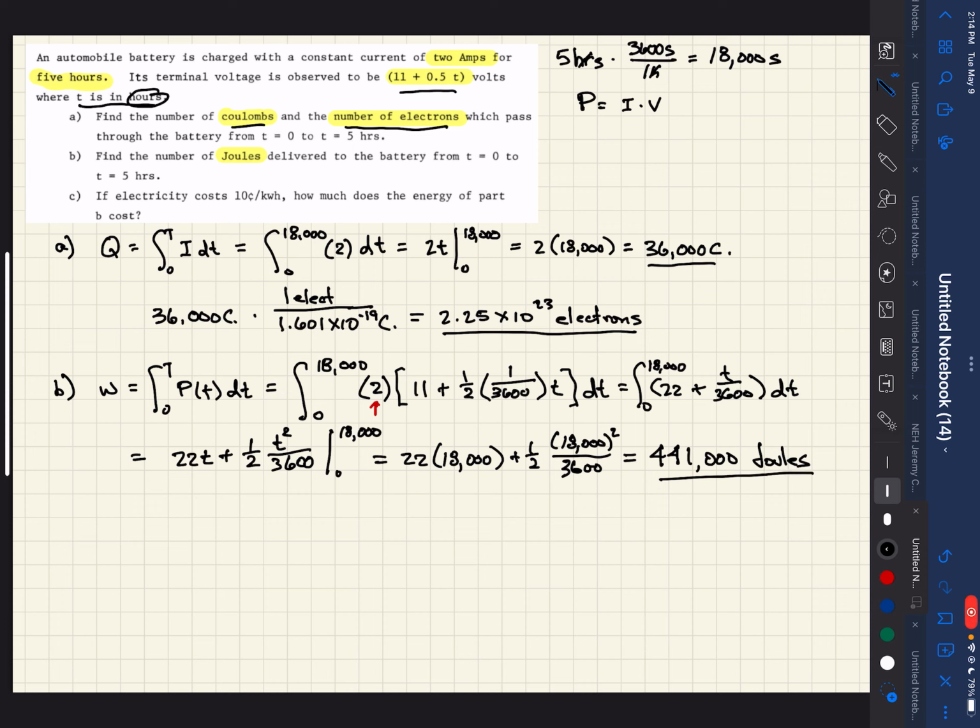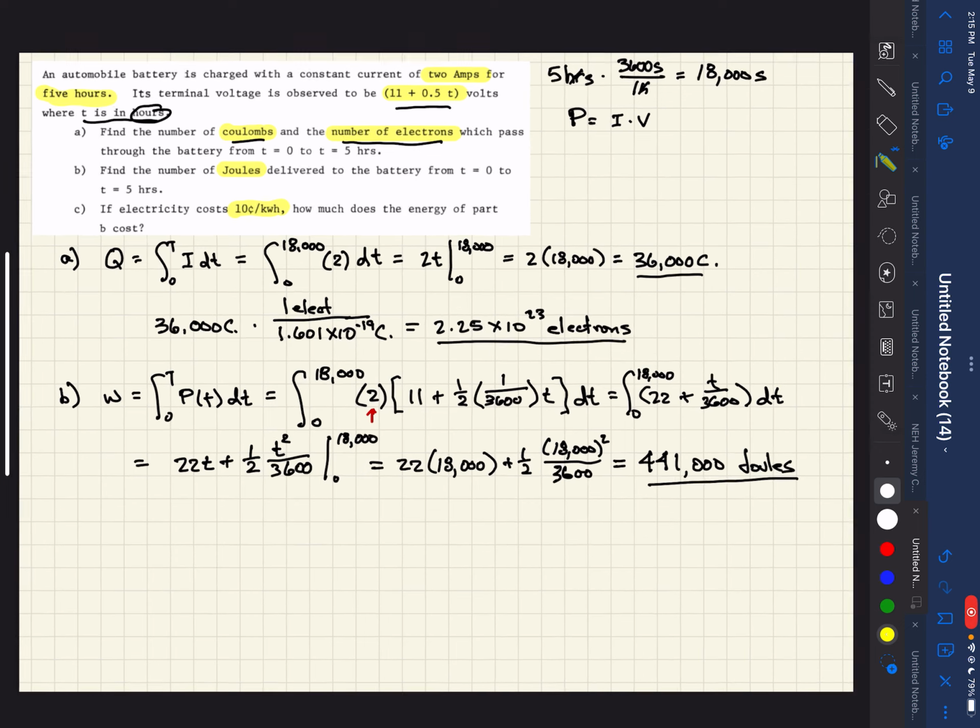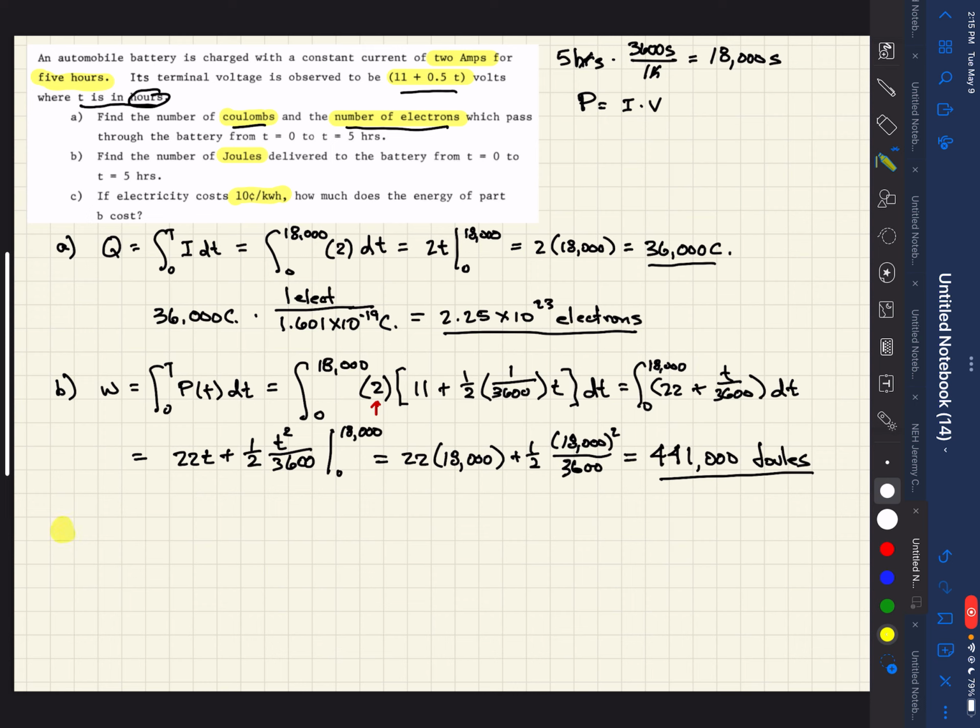So that is the energy that is delivered to our battery over that time period. So finally, in part C, they let us know that our electricity costs 10 cents per kilowatt hour. In part C, we want to calculate the cost.